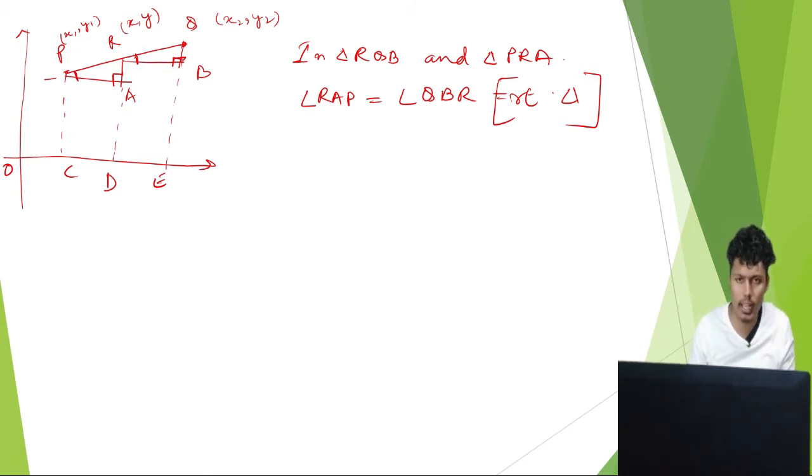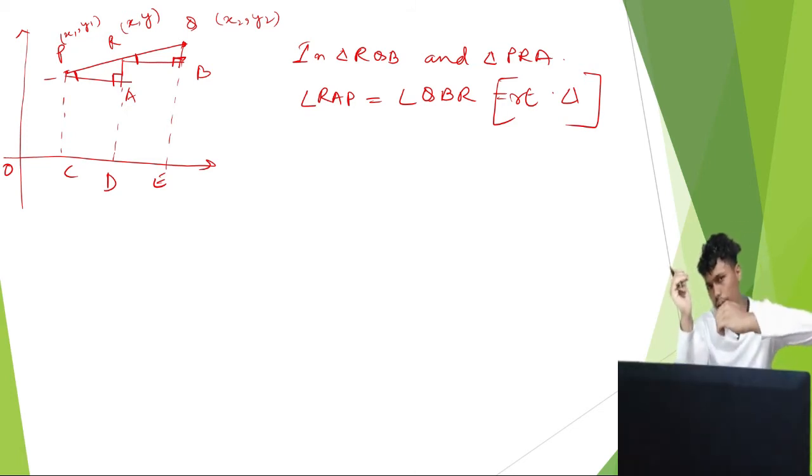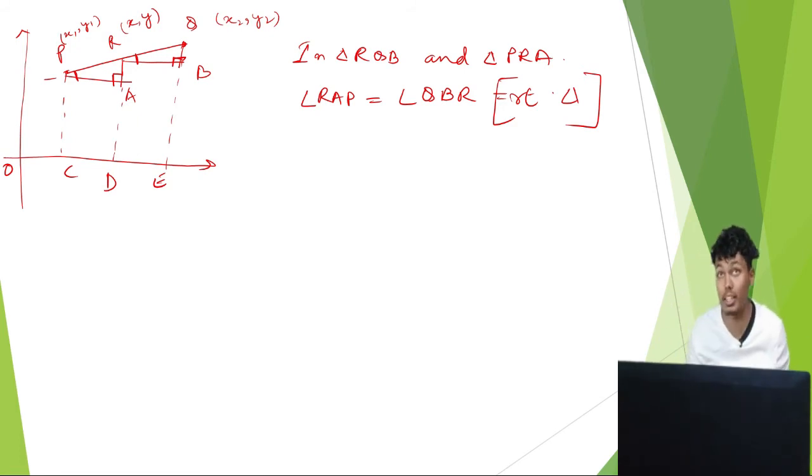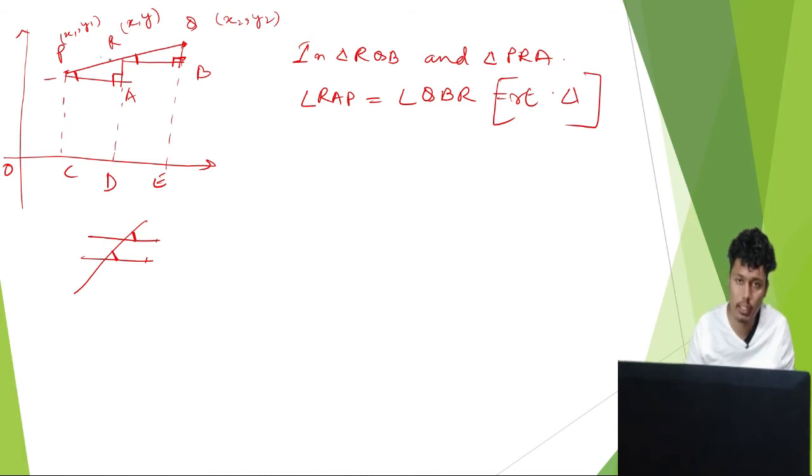These are two parallel lines, AP and QR are two parallel lines. Therefore, between two parallel lines with one line intersecting, those two angles will be equal. I've already explained this in the previous video. Suppose these are two parallel lines and this is the line cutting them, then this angle will be equal to this angle.